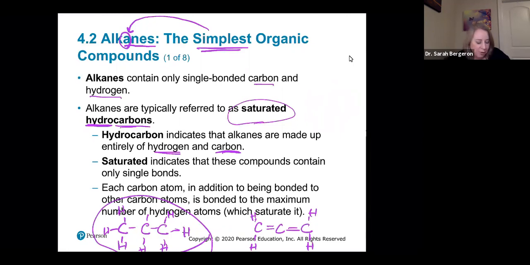So if this one is saturated, then it's telling you that you have the maximum number of hydrogens on it, which saturate it. So the only way to get a saturated compound is to have compounds that only contain single bonds, right? So saturated compounds only have single bonds. If it's unsaturated, you're going to have double bonds, triple bonds, all that kind of stuff. So alkane is simple, only single bonds. Simple, single bonds. Okay.